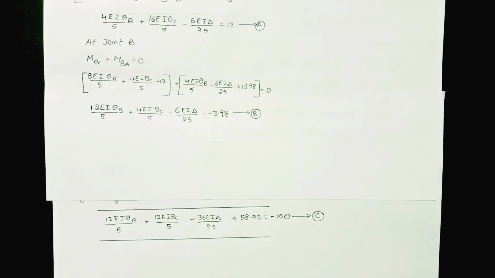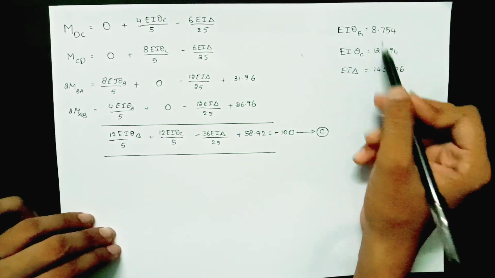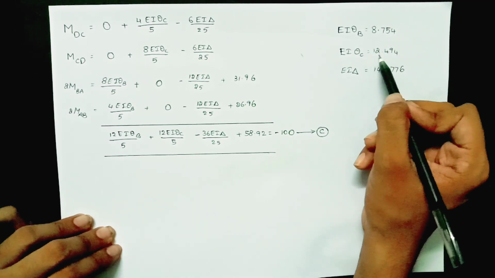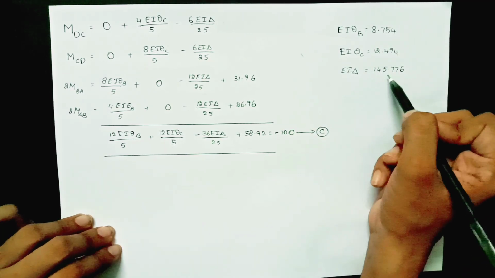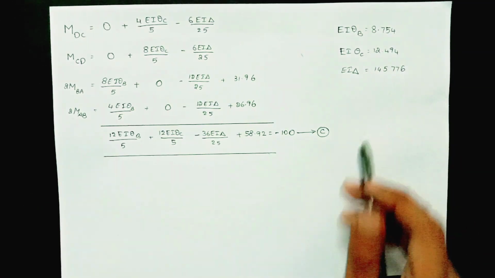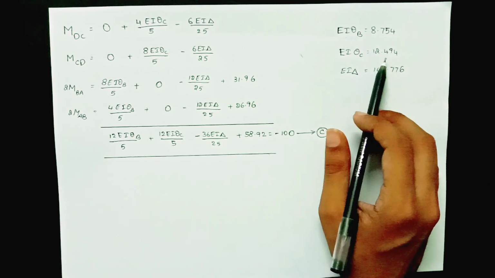So now we have three equations A, B and C and three unknowns. We can solve them using a calculator or any other manual process and find the values of EI theta B, EI theta C and EI delta. On solving the equations, these are the values I have obtained: EI theta B equal to 8.754, EI theta C equal to 12.494, EI delta equal to 145.776.